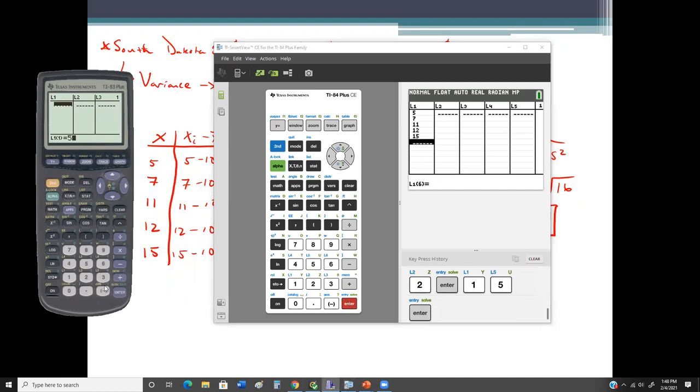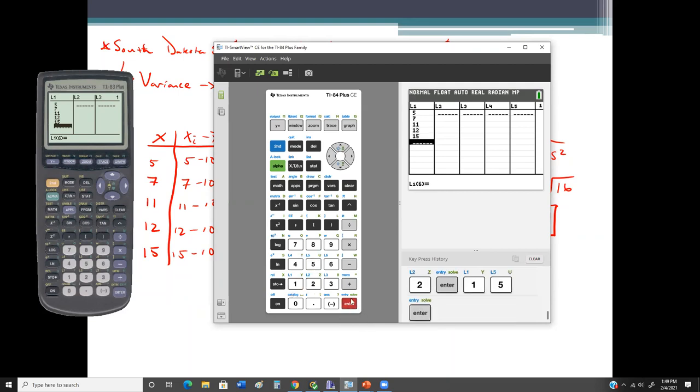Okay, it's the same thing over here. So 5, 7, 11, 12, and 15. Okay, listen to me very, very carefully here. Suppose you made an error and you want to clear your data out of your calculator, okay? You will take your little arrow key and scroll to the top where it says L1. And never, never, never hit the delete button, DEL, okay? You will hit clear and then enter. That's how you get data out. Okay?